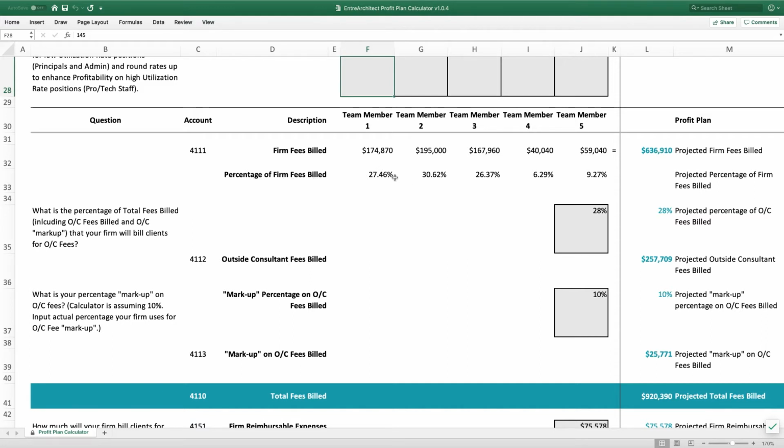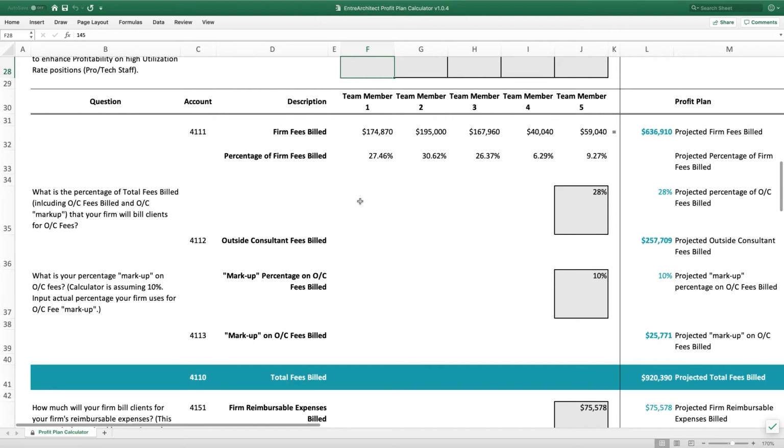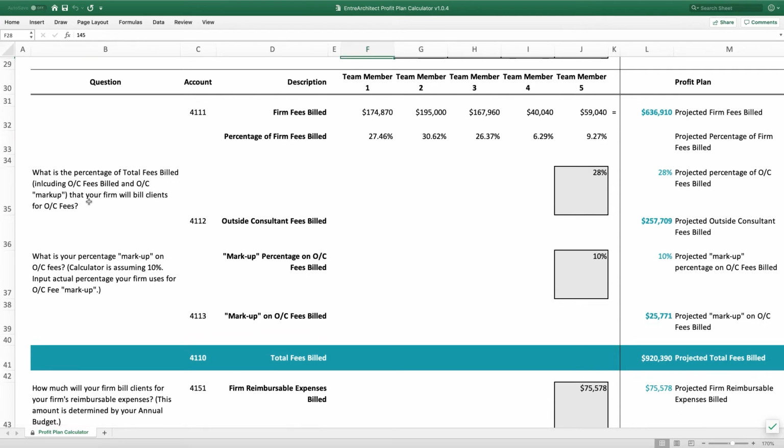So this is an interesting number just so you can see the percentage. That's not even something that's in the spreadsheets. This is just calculating the percentage of the total firm fees billed. So you can see who's earning what in terms of percentage of firm fees billed. Then here is that 28%. What's the percentage of their total fees billed that your firm will bill clients for outside consultants fees? So we're assuming that outside consultants fees are 28% of our total fees billed.